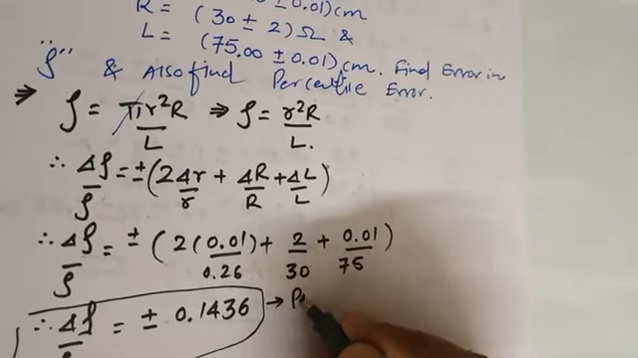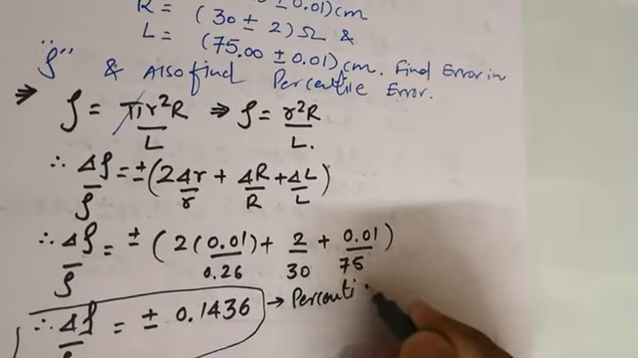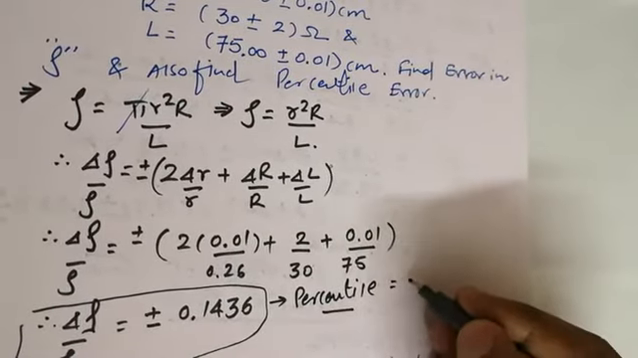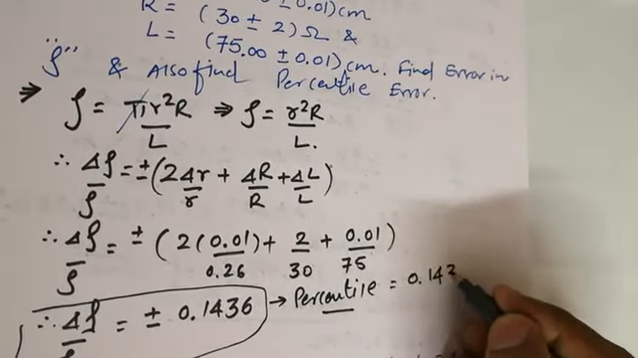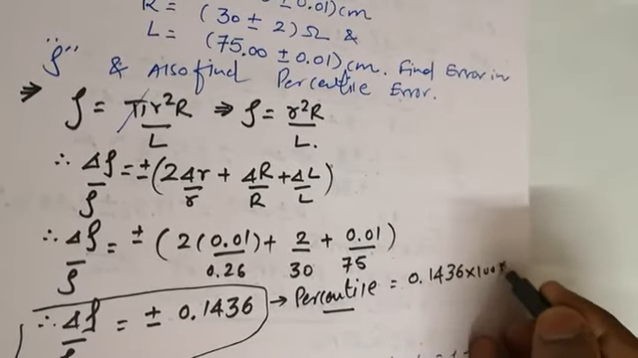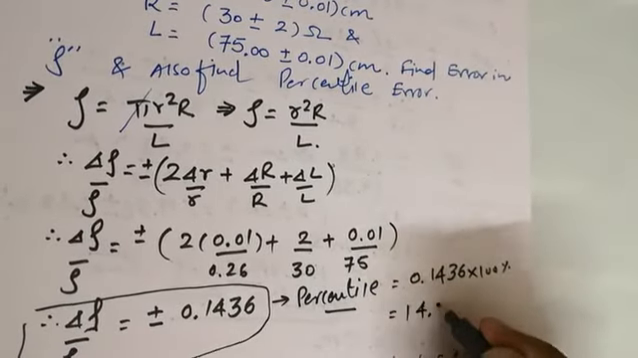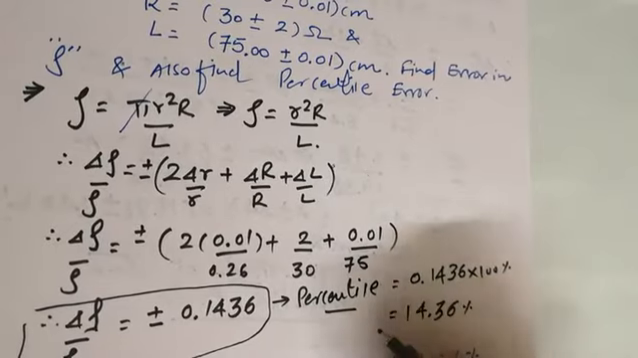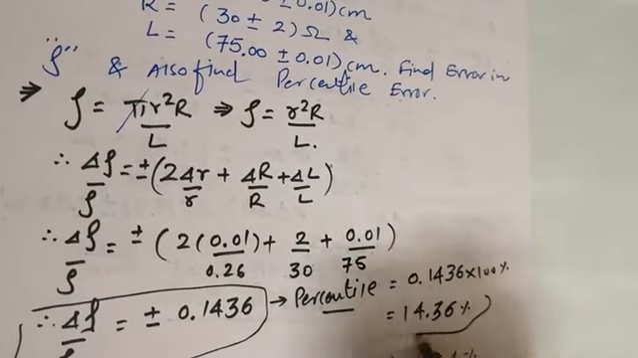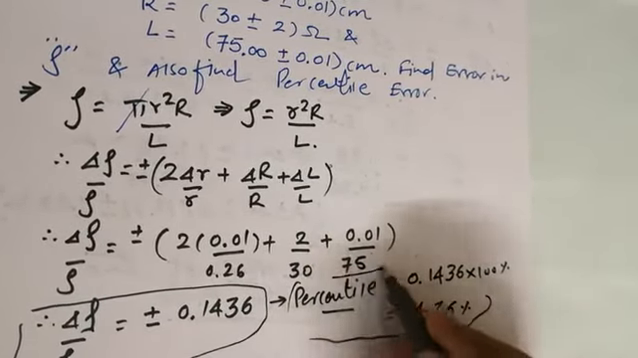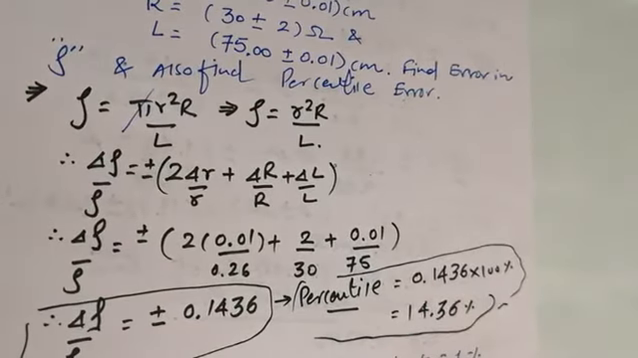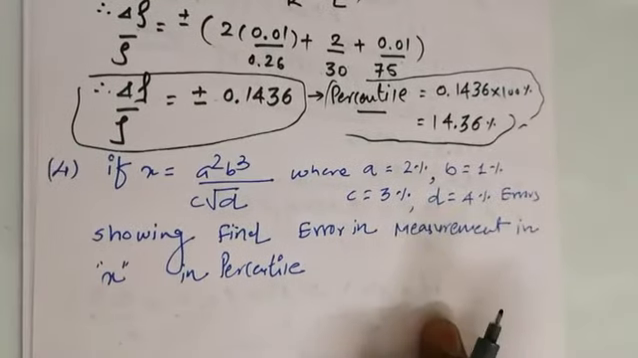And for the percentile error or percentage, what I am doing is 0.1436 multiplied by 100%. So I may have 14.36 percent. This is the percentage error for my given data. So this is how you can calculate your errors.